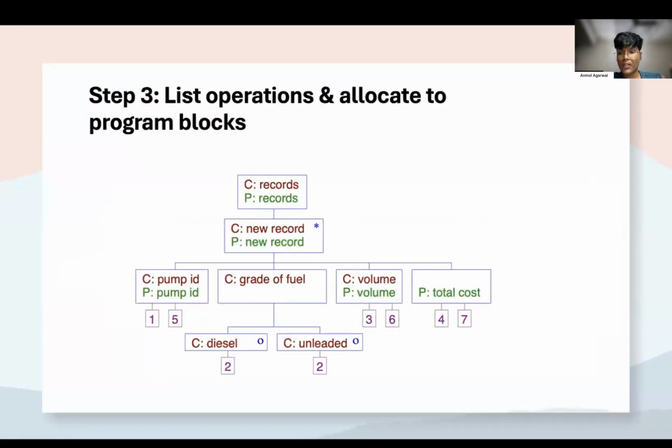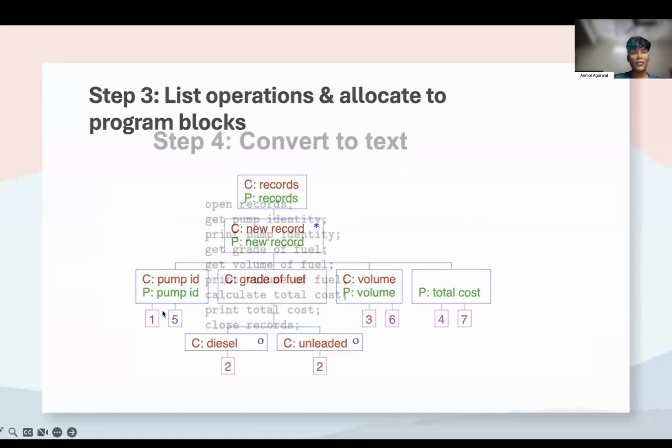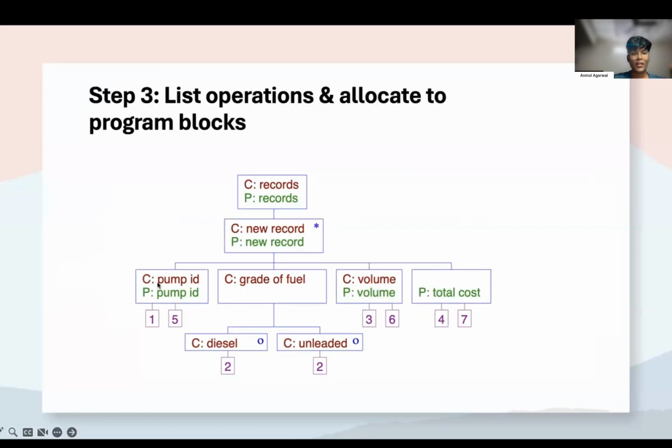Step 3 is to list the operations and allocate them to program blocks. It means that in step 3, we'll number the inputs and we'll number the outputs. We'll number 1, 2, 3, 4, 5, 6, 7. First, we'll number all the inputs, then we'll number all the outputs. Since diesel and unleaded are in the same section of grade of fuel, they both will be numbered as 2.